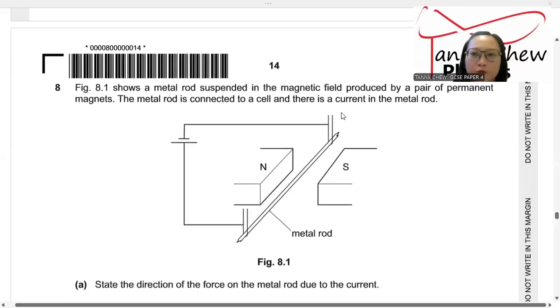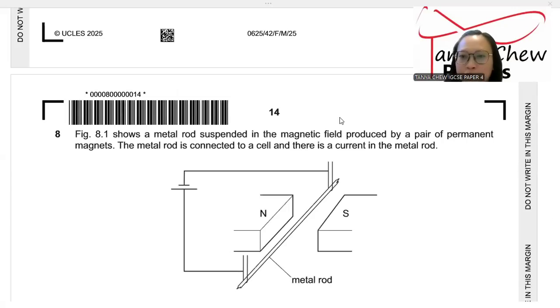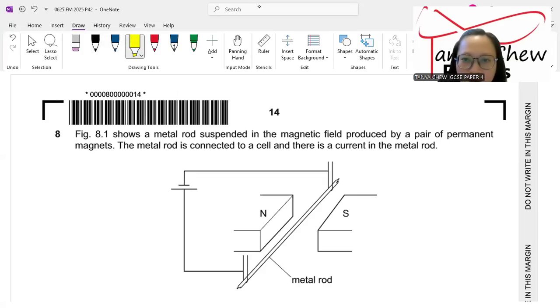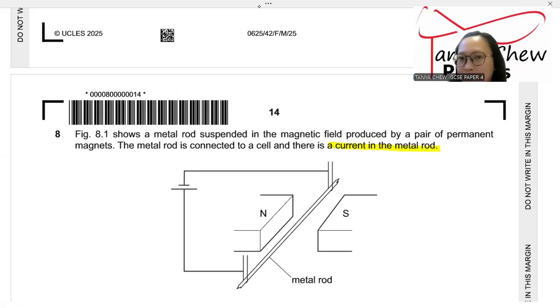Now let us move to question number 8. Fig 8.1 shows a metal rod suspended in a magnetic field produced by a pair of permanent magnets. Metal rod is connected to a cell. There is a current in a metal rod. This is super duper important. You have to highlight it. So there is a current in the metal rod. That means this has nothing to do with Fleming's right-hand rule. This has nothing to do with electromagnetic induction.